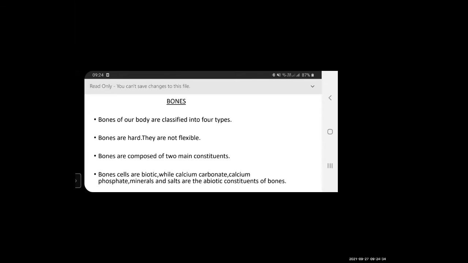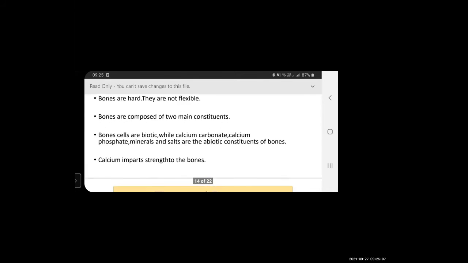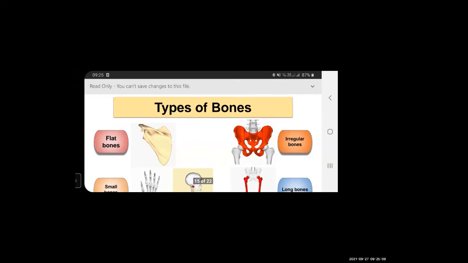Bones are composed of two main constituents. Bone cells are biotic, while calcium carbonate, calcium phosphate, minerals, and salts are the abiotic constituents of bones. Okay? Calcium imparts strength to the bones. We need to see what the use of calcium is. By what thing do we get calcium in our body? When you drink milk, okay? When you drink milk, you will get calcium in our body. So all these things are very important for our health and body.